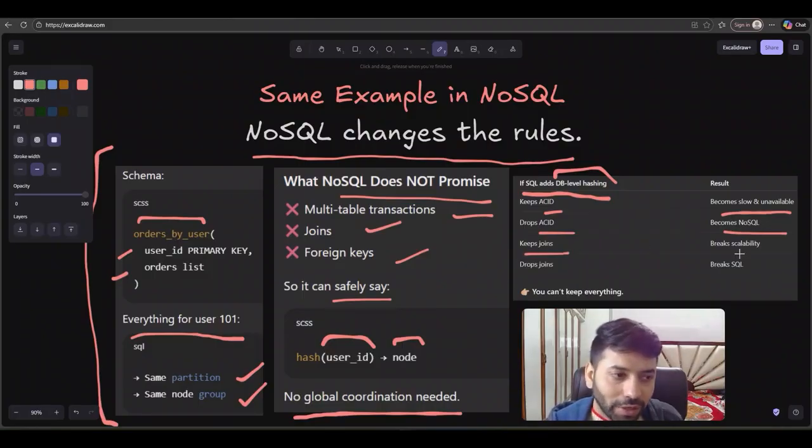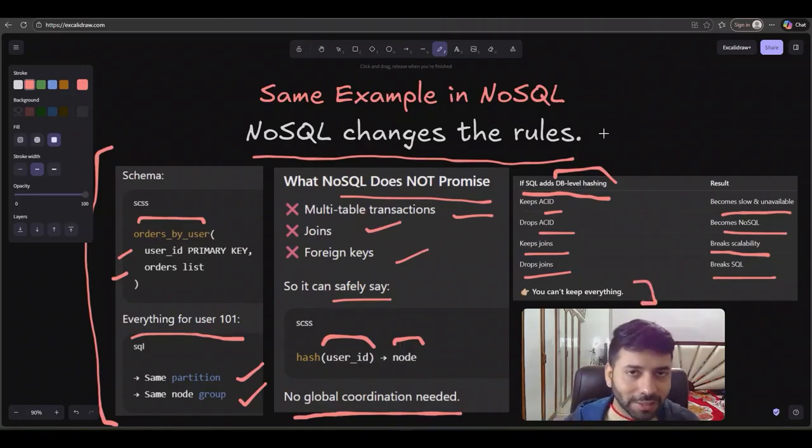If it keeps the join, it breaks the scalability because you now have to apply the join across multiple nodes. Again, it becomes a distributed join, right? Which is very difficult. Whereas if it drops the joins, it breaks the SQL promise, correct? So you can't keep everything. So both of these, SQL and NoSQL, have their different sets of properties and promises they provide, and based on that they handle it in their own way.